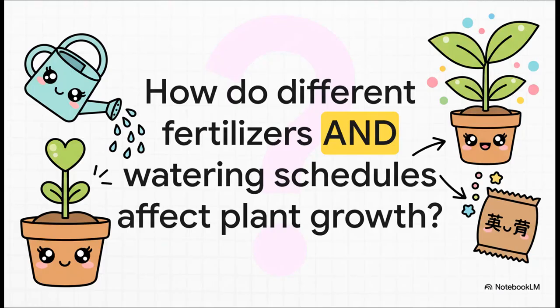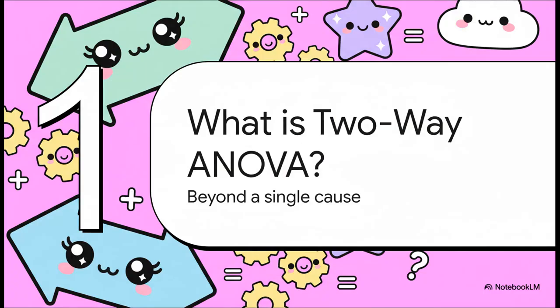Okay, let's start with a really simple-sounding question. It's pretty easy to ask if one thing affects another. But reality is rarely that simple, right? We often need to know how two different things work together to create an outcome. And that's exactly the kind of puzzle we're tackling today. So how do we even begin to answer a question like that? Well, the tool for the job is something called a two-way ANOVA.